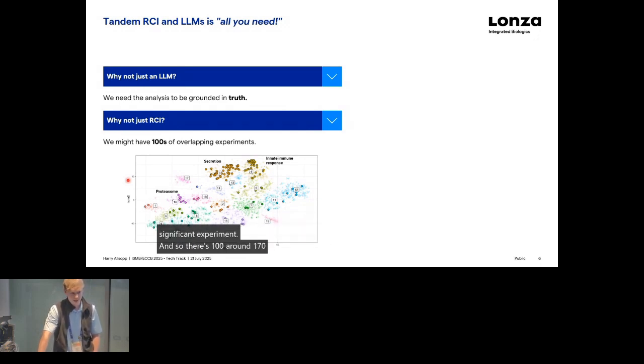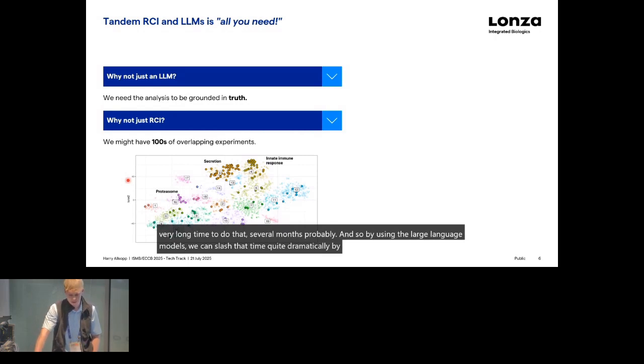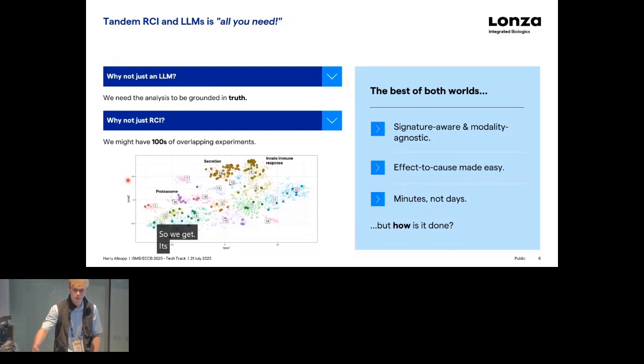So there's 170 manuscripts to read. It would take me a very long time to do that, several months probably. And so by using the large language models, we can slash that time quite dramatically by offloading it to GPUs instead. With this kind of methodology, we get the best of both worlds, basically. It's modality agnostic, so basically anything that we can run against the knowledge base using the RCI.